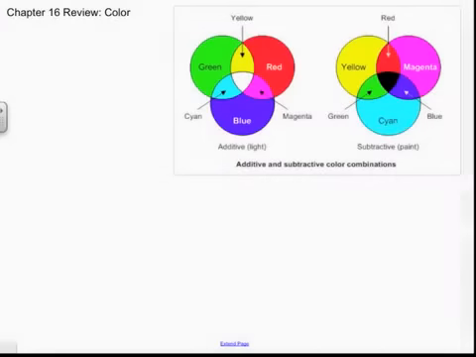Hello students, this is the Chapter 16 review, and we were talking about color in Chapter 16. Just some basics to begin with.